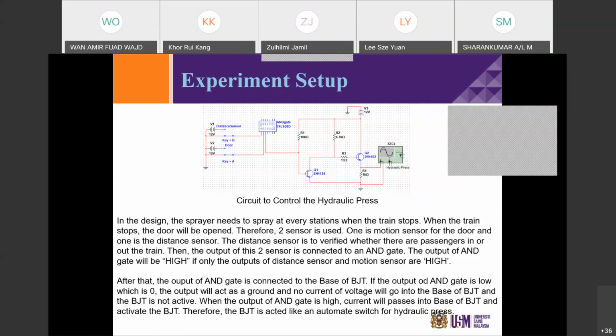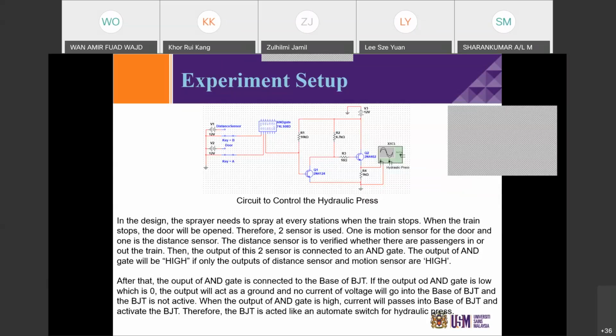In the design, our sprayer needs to spray at every station when the train stops. So when the train stops, the door will be open. Therefore, two sensors are used. One is the motion sensor of the door, and one is the distance sensor. The distance sensor is to verify whether there are passengers in or out of the train. Then the output of these two sensors is connected to an AND gate.